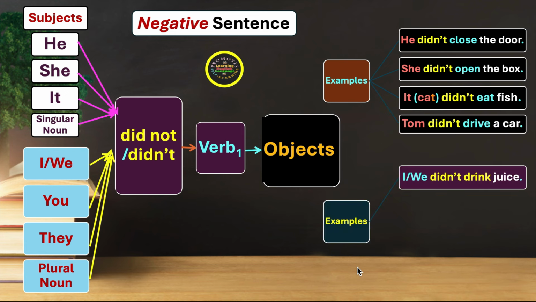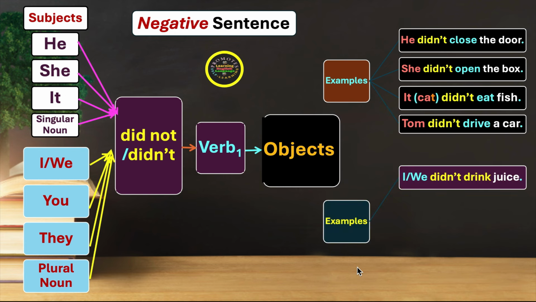We continue our discussion. And now we have the interrogative form of past simple tense. In the question form, first we use did before the subjects like he, she, it, singular noun, I or we, you, they, plural noun. So what we notice is that we use did before the subjects, and then we use the first form of the verb, and after that we have objects.